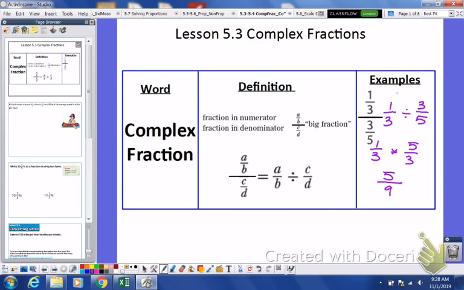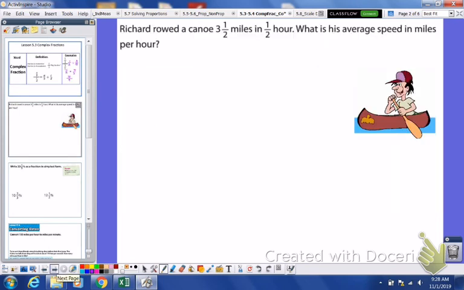Okay, now that we've reviewed that, let's look at a word problem. Richard rowed a canoe 3.5 miles in a half an hour. What is his average speed in miles per hour? So miles per hour tells us that miles is our numerator, so 3.5, divided by per hour. Our hour given was a half. Okay, we're going to rewrite this. Now when I rewrite it, I'm going to go ahead and change this into an improper fraction. So remember, 3 times 2 plus 1 gives us 7/2 divided by 1/2.